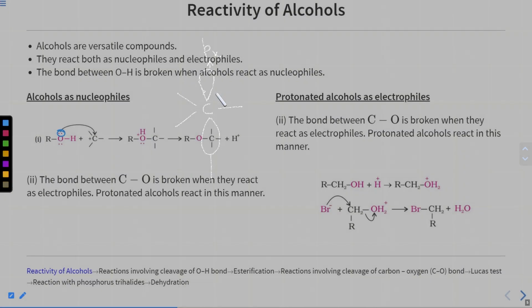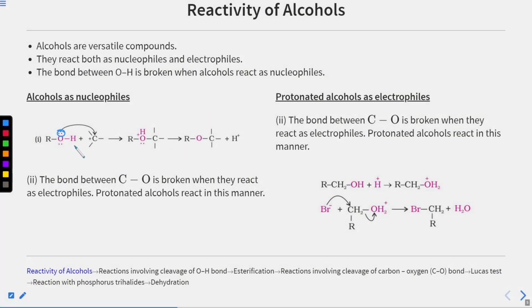Since it is vacant, it can accept electrons. So this oxygen has a lone pair. It donates its electrons to the empty orbital of carbon. Now this makes a bond between O and C. But since the electron pair has been donated by the oxygen to this carbon, it now carries a positive charge along with it.